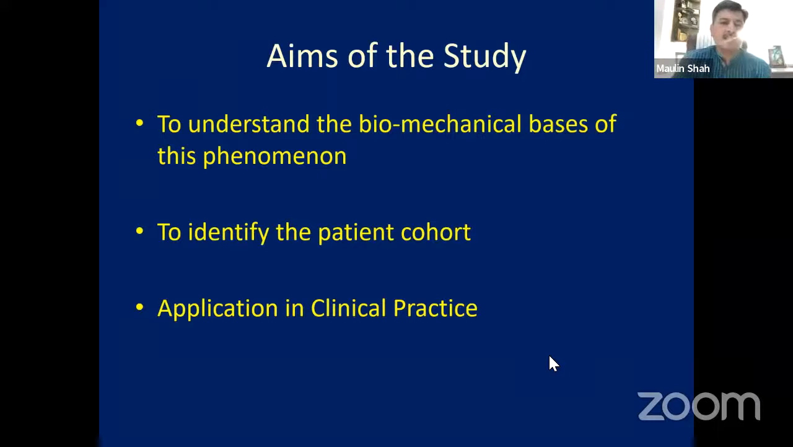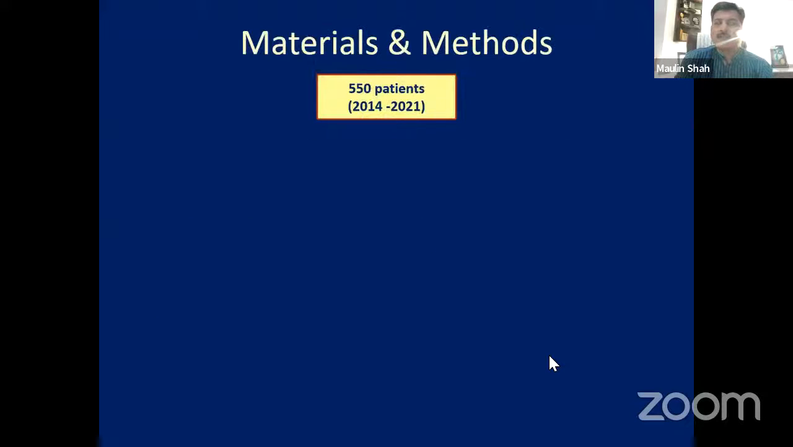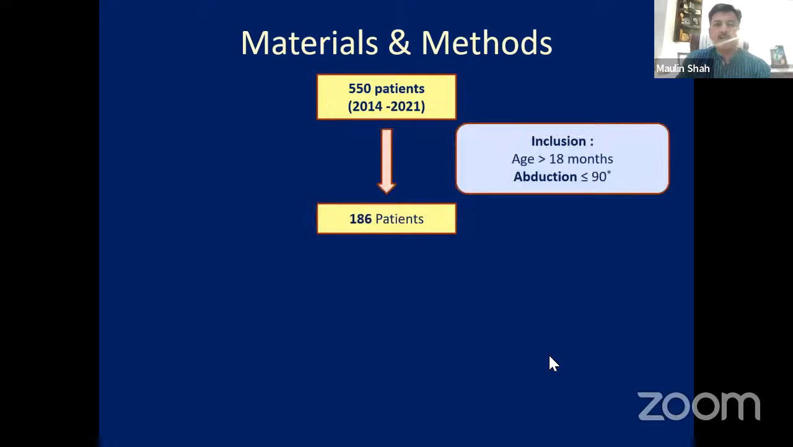So the aim of this study is to understand the biomechanical basis of this phenomenon, to identify the patient cohort in which this test is positive, and to find out what is the clinical application of this test. To study this, we have been doing this test since 2014. There were 550 patients. We included only those whose age was more than 18 months so that they can follow the instructions and the test.